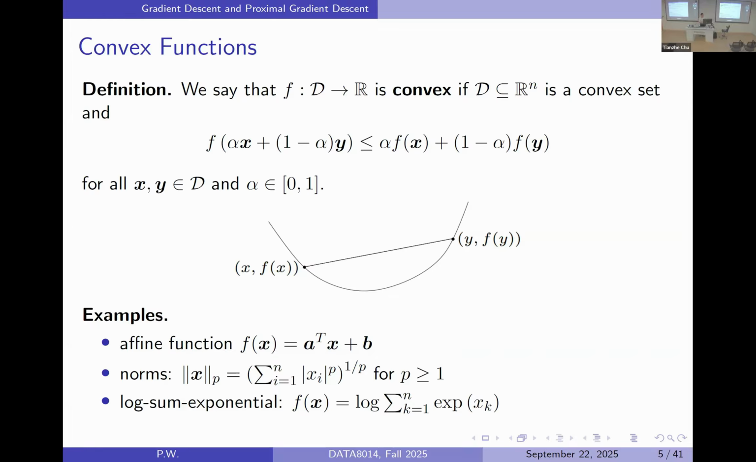It's very basic. Here we'll also give some concrete examples of convex functions, like affine functions, which are a linear function plus a bias term, and also norms. The p-norm is the summation of x_i to the p-th power, all to the power 1 over p, for any p larger than 1. Another example is log-sum-exp. You can use the basic definition to verify that all of these functions are convex functions.